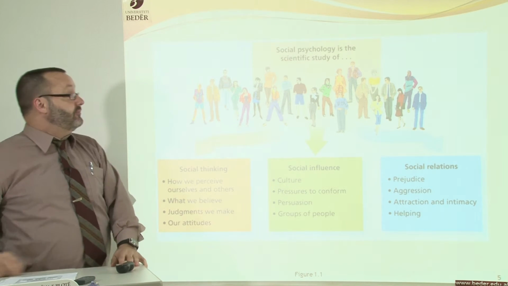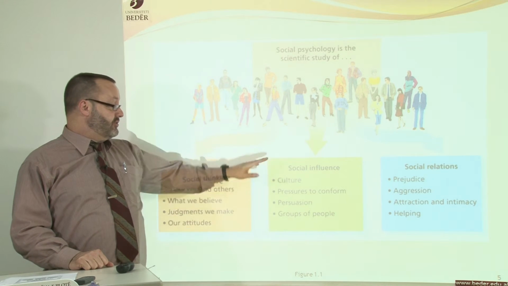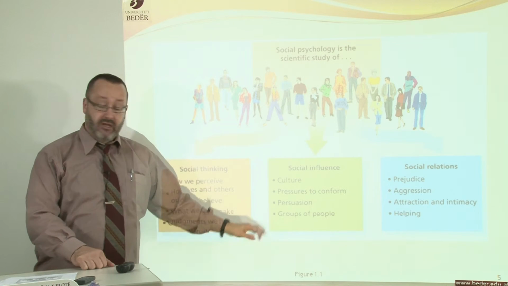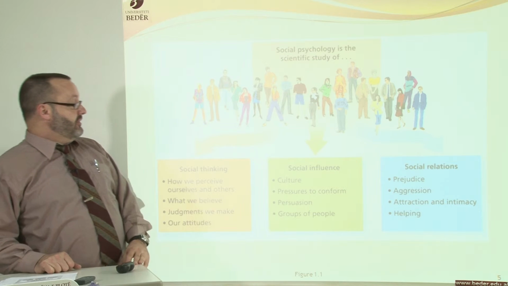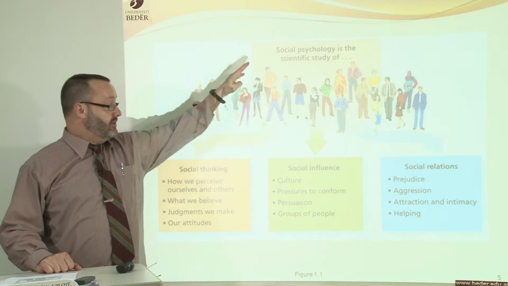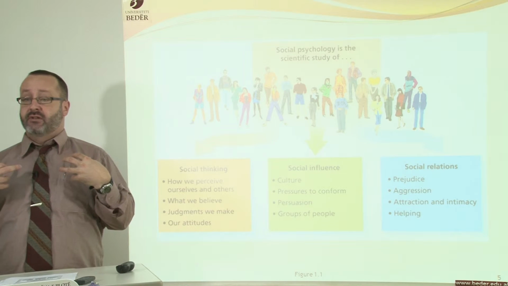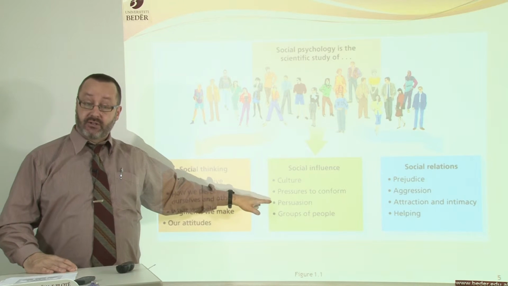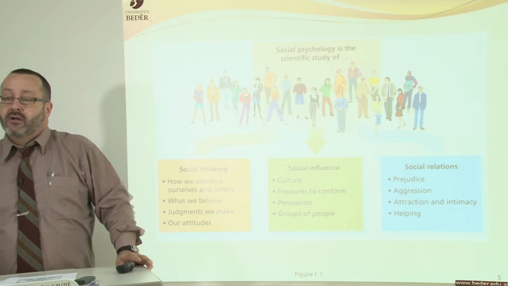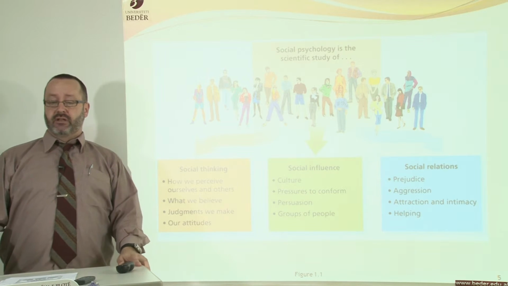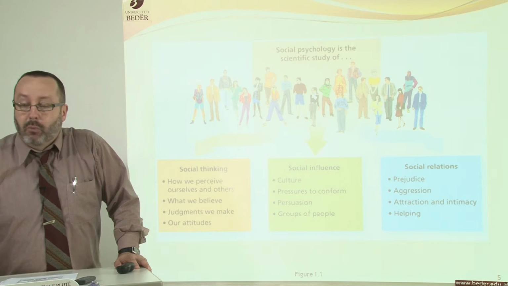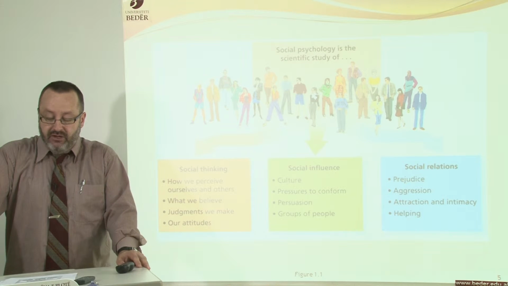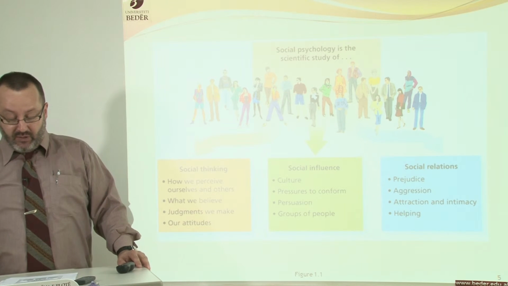Social influence. Social psychology is a scientific study of social influence, which is culture, pressures to conform, peer pressure, persuasion, and groups of people acting upon us. So this part of the picture is others acting upon us, whether it's culture, whether it's peer pressure, whether it's, in this case, persuasion. Sales technique would be a form of persuasion. Someone trying to convince you to go to the employee party this weekend. I don't want to go, but you're trying to convince me to go because it's better for my career. This is a form of persuasion.